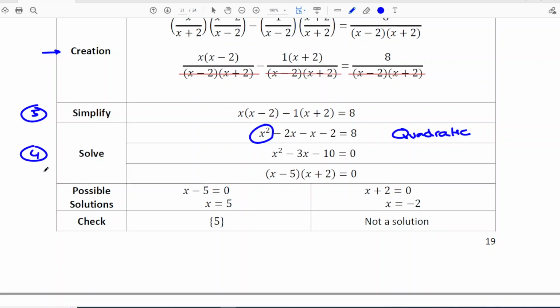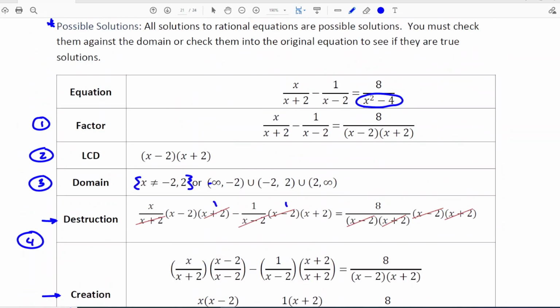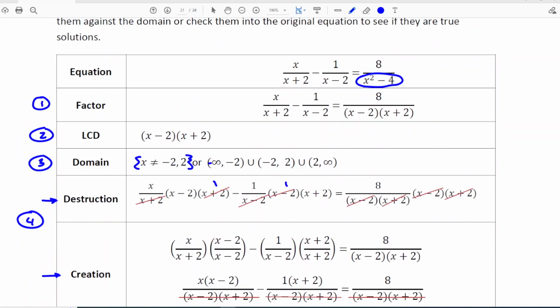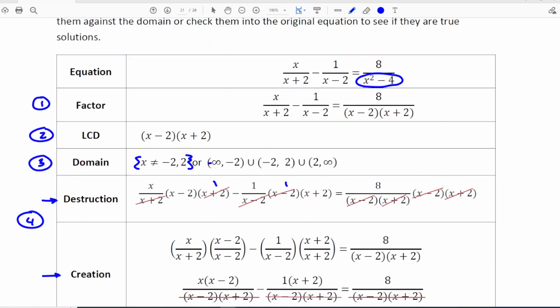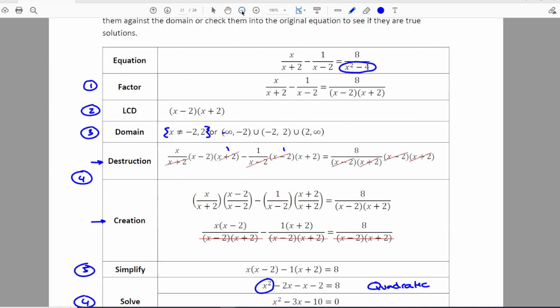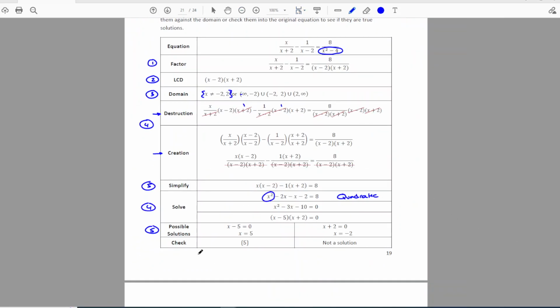In this fifth step, this is where I have my possible solutions. These could be things that make my original equation true. Now to check it, you have two choices. Number one, the best way would be to actually take this number 5 and put it into the original equation and make sure that it makes it true. So if I was to do that, I'd have 5 over 5 plus 2 minus 1 over 5 minus 2. Does that equal 8 over 5 squared minus 4?